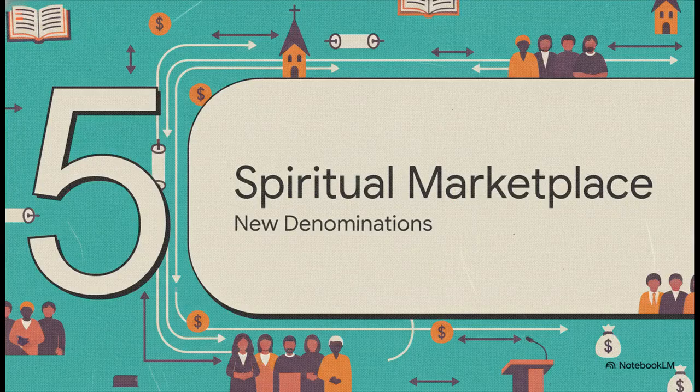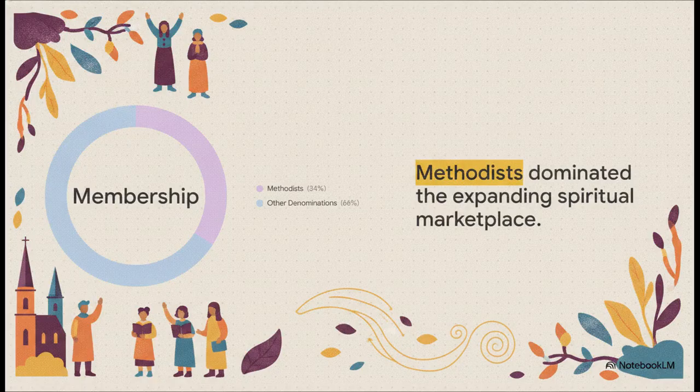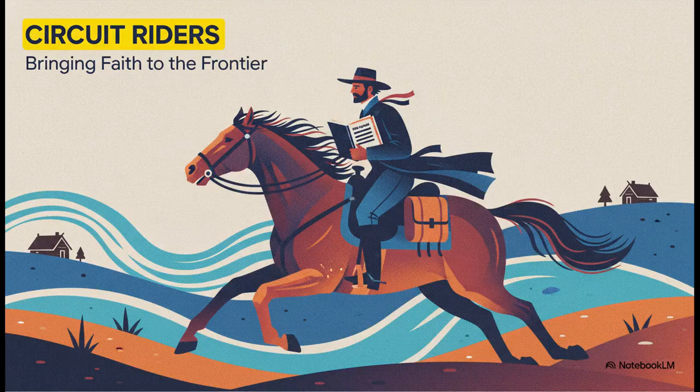Section 5. The Spiritual Marketplace. Because as that state-level government support finally faded, things got highly competitive. This open spiritual marketplace caused some wild shifts in American faith. New denominations were popping up everywhere, but nobody played the open market quite like the Methodists. They broke from the Church of England in 1784 to form their own uniquely American group, and their growth was explosive. They went from under 1,000 members to capturing a staggering 34%, more than a third, of all American churchgoers by the mid-19th century. How did they do it?